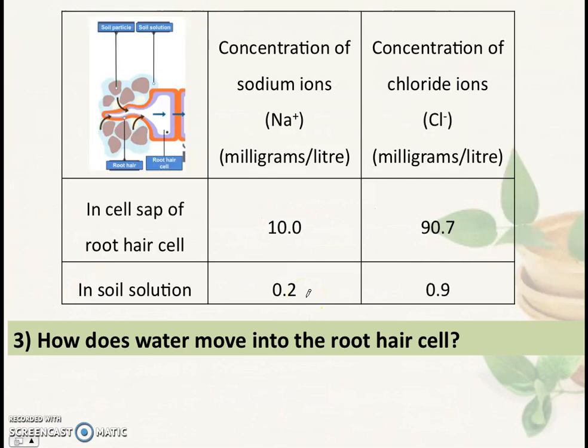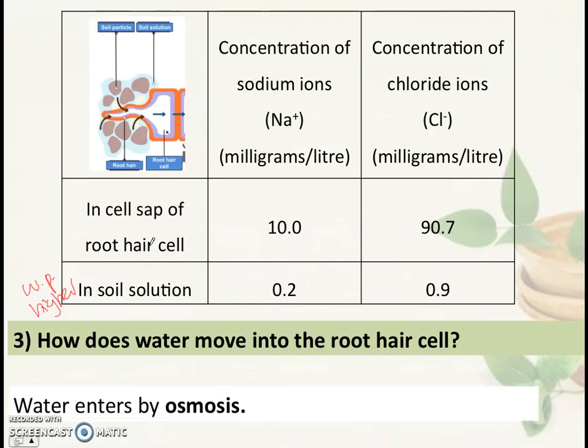So as a result, how does water move into the root hair cell? That water potential is higher in the soil solution as compared to the water potential in the root hair cell. So how will water move? Please bring back the knowledge from your chapter on osmosis. Well, water will move by osmosis, of course. Water will move by osmosis from the soil solution into the root hair cell.